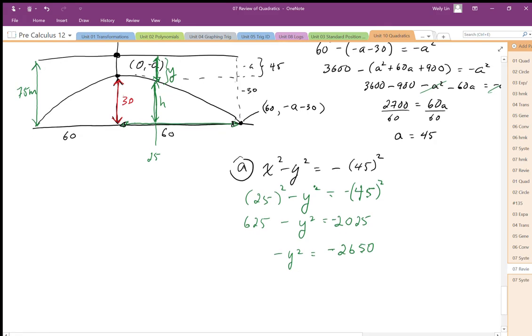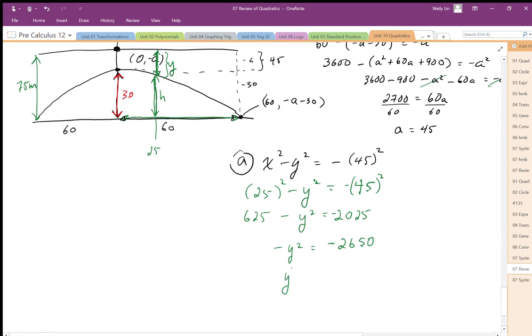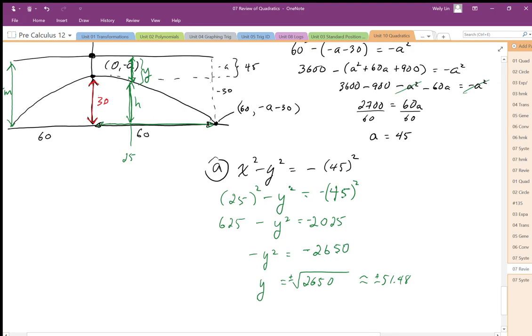Solving for y, which is not quite my height yet, I'm going to get rid of the negatives. So I get y equals square root 2650. It's going to be plus minus actually. So square root 2650 is about 51.48. Okay, so this is not my height though. That's my position. In fact, negative 51.48 is my position.